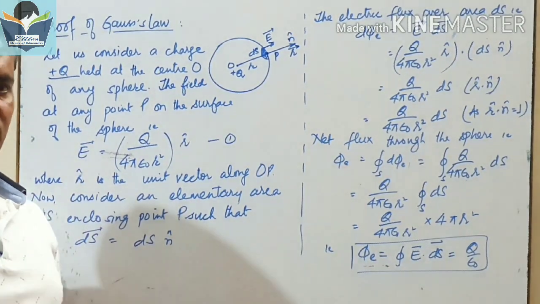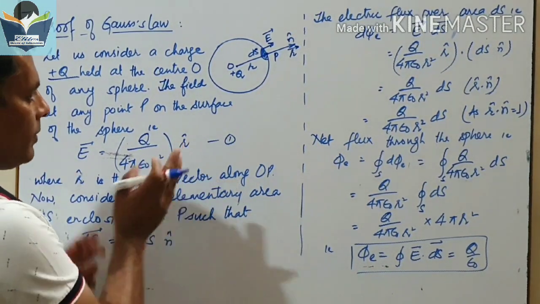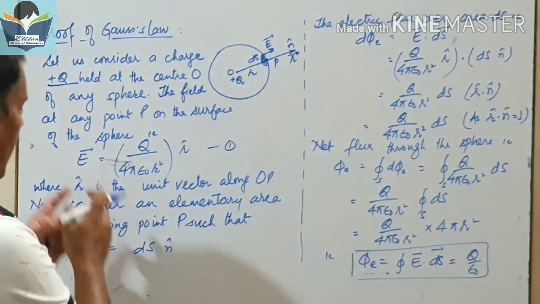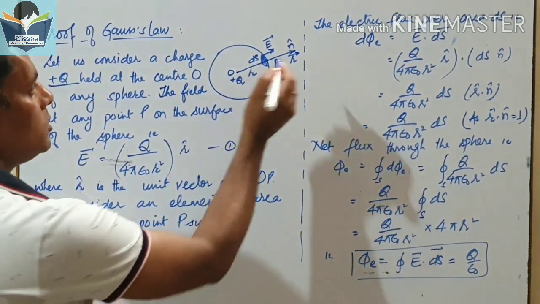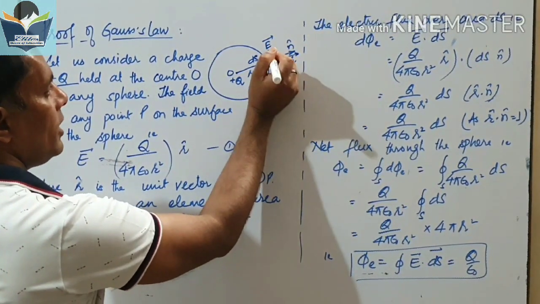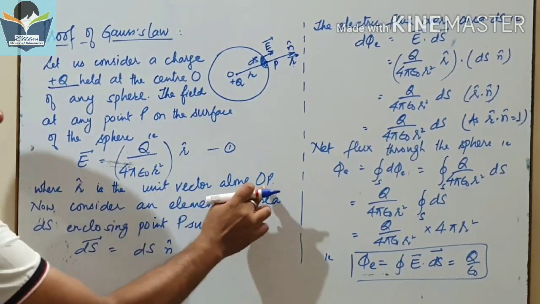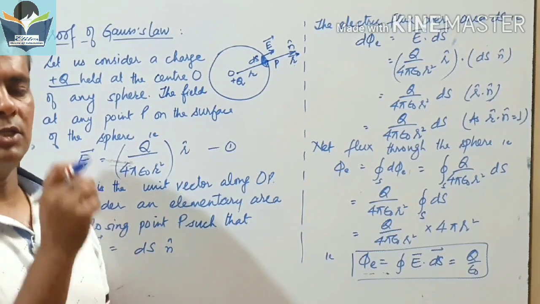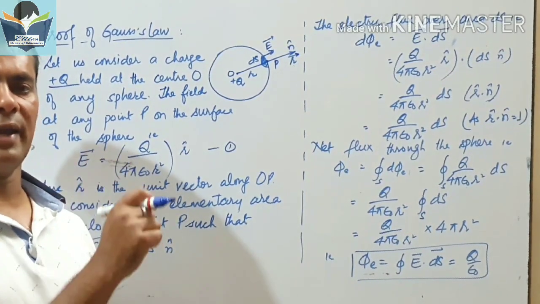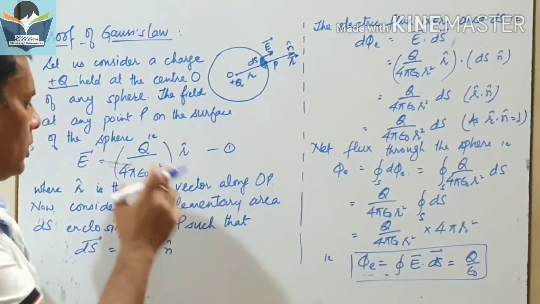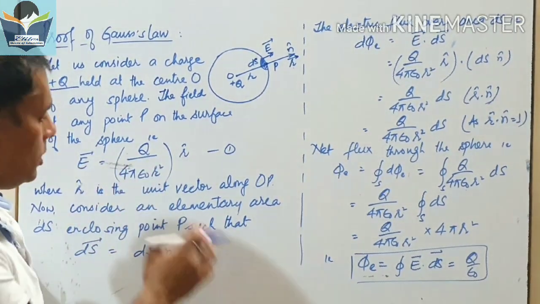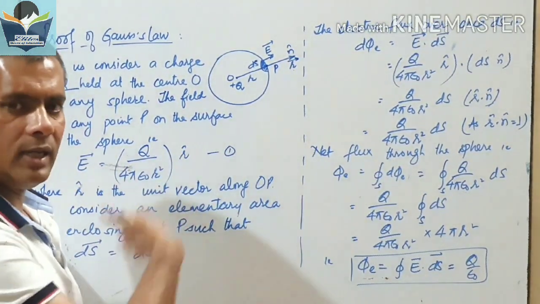And what we have seen is that r cap is radially outwards along the direction of the electric field. So this is the direction of the electric field vector. So r cap is the unit vector along OP. Again, it is just to symbolize the direction of vector E, and because it is radially outward, r cap is also radially outward.